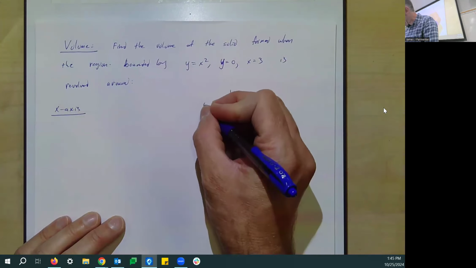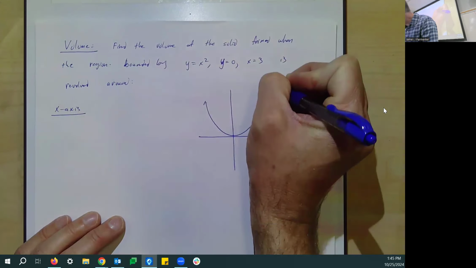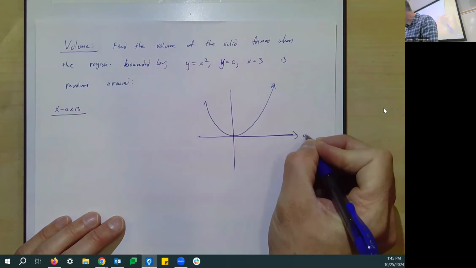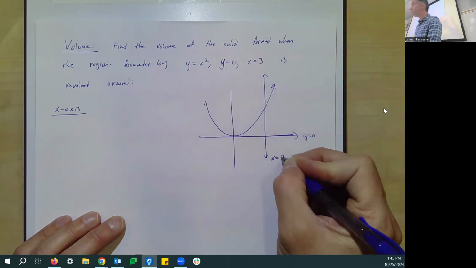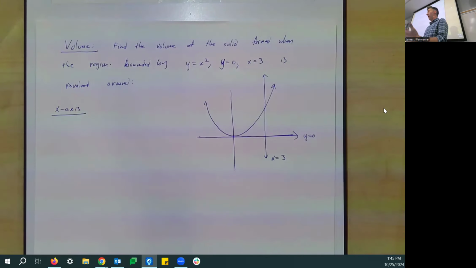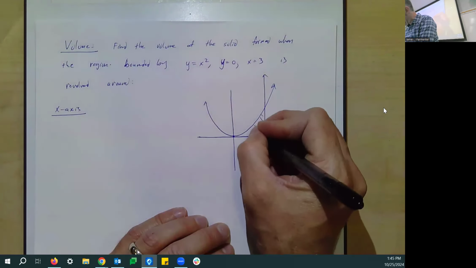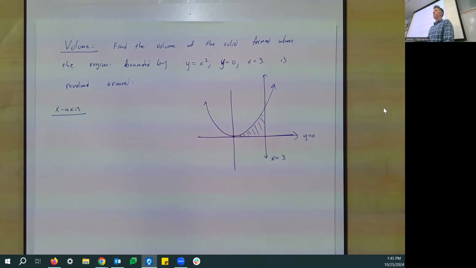So y equals x squared looks like this. y equals 0 is your x-axis. And x equals 3 is this line here. And the region should be the thing that is bounded by all of your boundaries. So in this case, it is this not quite triangular looking region here. Cool. And your teacher should only be talking about the disk/washer method. No one should have said anything about the shell method. If someone said something about shell method, let me know. They shouldn't be talking about it.